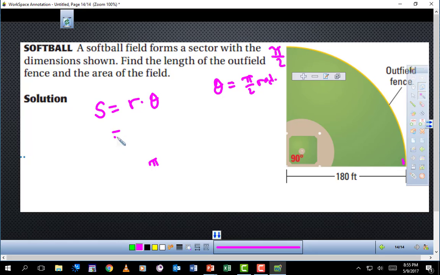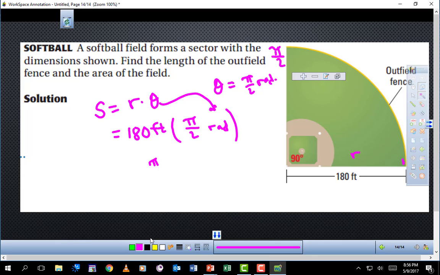So then the arc length is equal to the radius. Well, this is the radius right here in this case. It's equal to 180 feet, times theta. In this case, theta is equal to pi halves radians. And since this is in radians, you no longer really need the word radians sitting here. The theta just has to be radians instead of degrees. So what you need to do is take 180, multiply it by pi, and then divide by 2. And there you have it. You'll have the answer. So let me do that real quick.